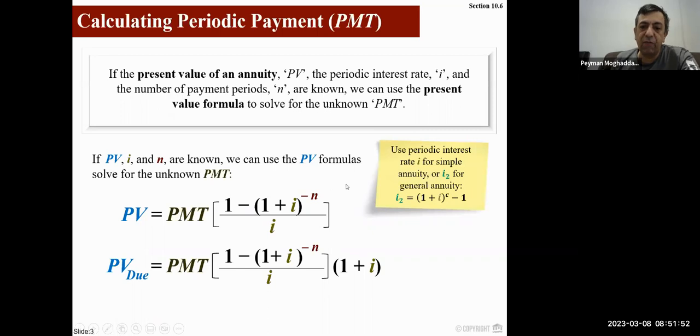Just make sure if you're working with simple annuity, you can use I. But if you're using general annuity, make sure you use I2, right? So, and what was I2? I2 was 1 plus I power of C minus 1, and C was number of compounding period divided by number of payments per year, right? So the compounding, C is compounding frequency, basically of your interest rate divided by number of payment per year.